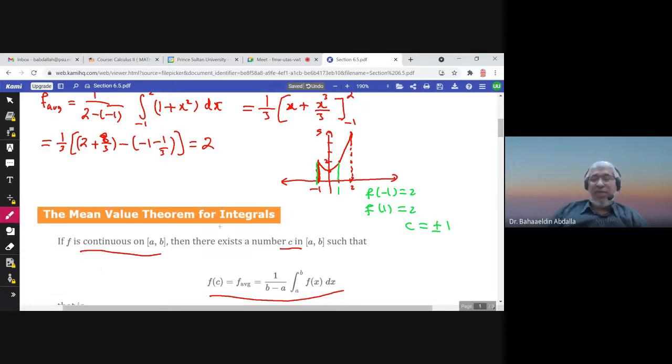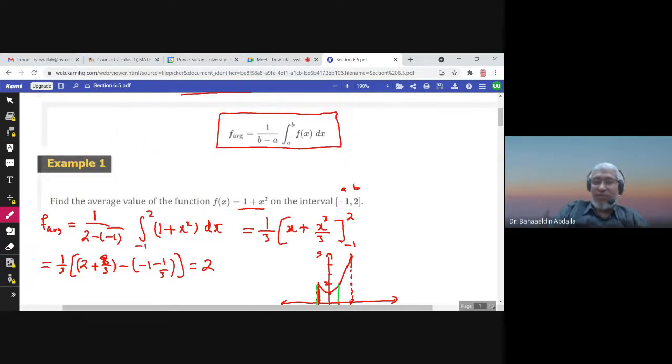So that's what the mean value theorem says. It says that the average value of the function is one of the values, okay? There is c such that f of c would be equal to the average value. So the average value is one of the values of the function.